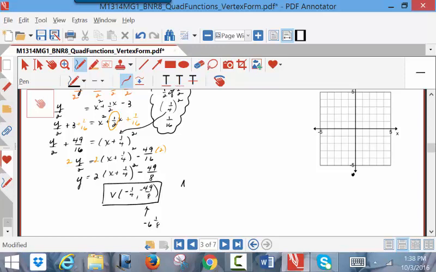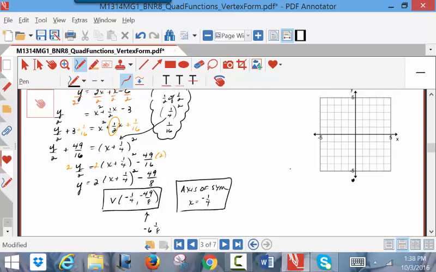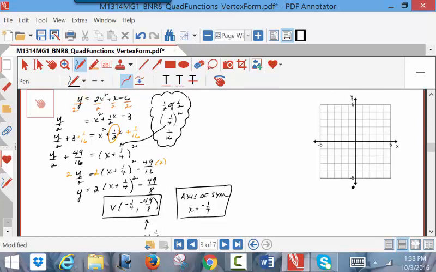Okay, what is your axis of symmetry? This is easy. It's x equals what? -1/4. So it's right here, guys. It's just almost touching your y-axis, like that.